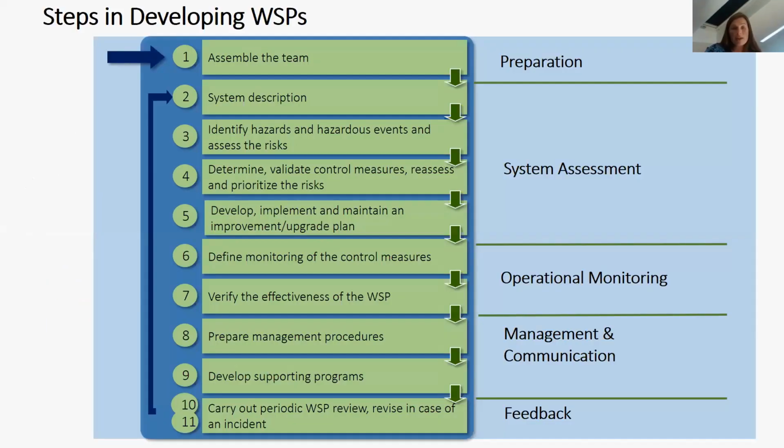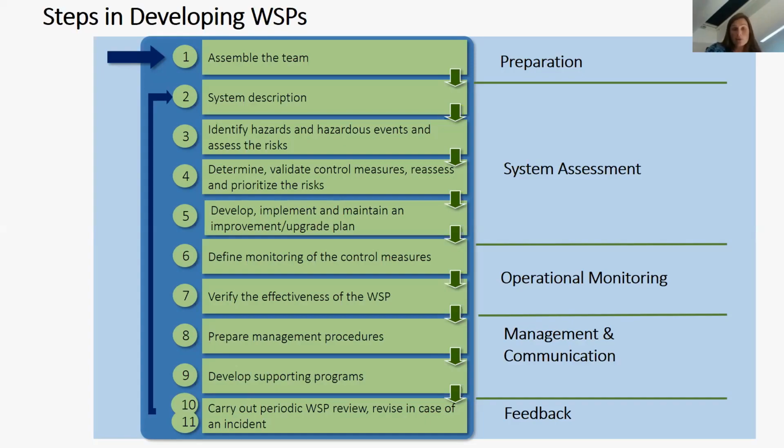It's built around 11 steps, and it starts with a preparation, which includes assembling a team, then the system assessment, which focuses on the description of the system by people who maybe didn't build the system, but the people who are operating it. So it could be small community members. Then identifying the hazards or hazardous events, what kind of risks they can cause to the system and how likely they are to happen.